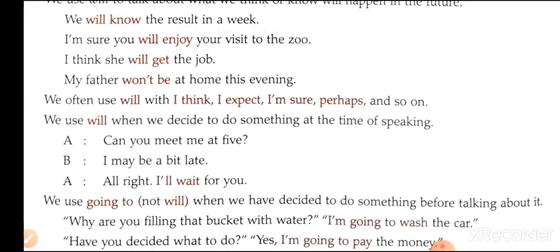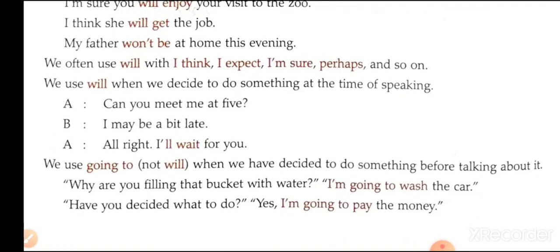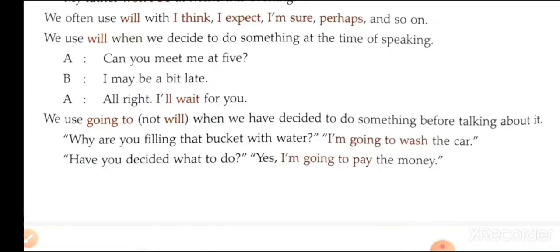We use will when we decide to do something at the time of speaking. A. Can you meet me at 5? B. I may be a bit late. A. Alright, I will wait for you. We use going to, not will, when we have decided to do something before talking about it.